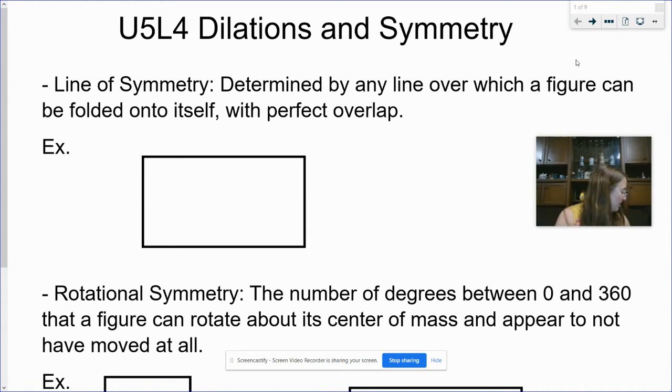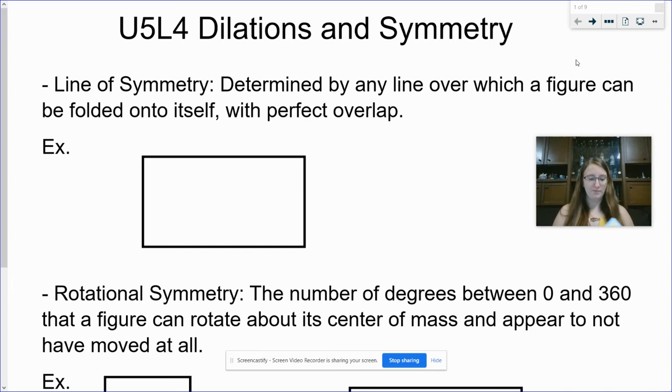So if I fold a piece of paper, for example, if I got this piece of paper here, and I fold it like this, we would not call this line that I folded it on a line of symmetry, because it's not perfect overlap, right? This piece is sticking out over here, this piece is sticking out over here. This would not be a line of symmetry because it doesn't fold perfectly in half.